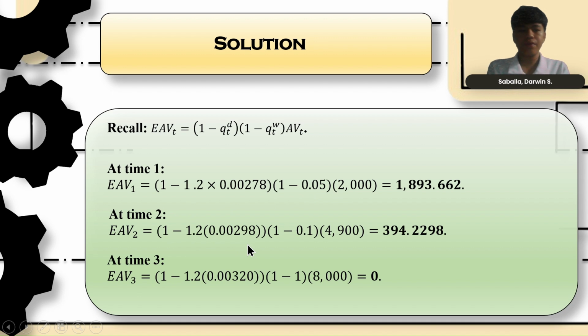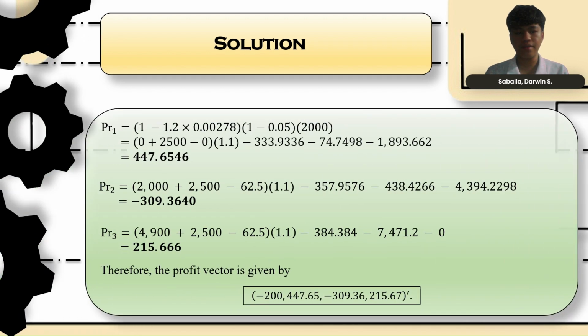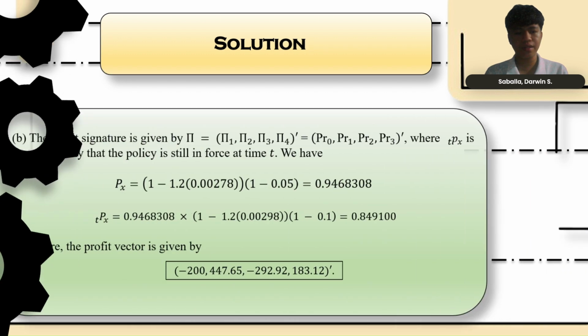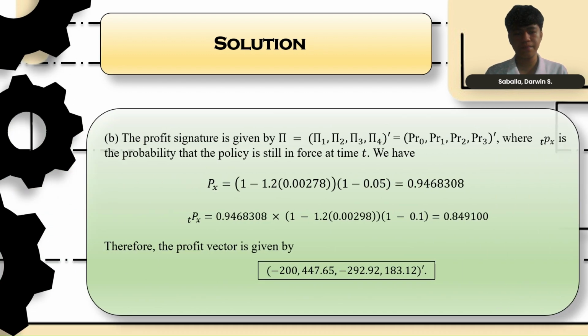So, after computing for the EDB, ESB, and EAV, we can now find the expected profit for time 1, 2, and 3. The expected profit is given by the following. Then, by combining all the expected profit, the profit vector will be negative 200, 447.65, negative 309.36, and 215.67. Then, after finding the profit vector, we can now proceed to find the profit signature.